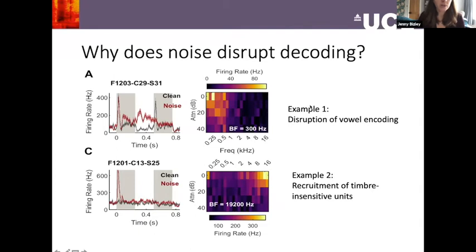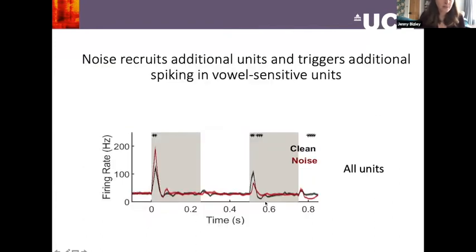One, you disrupt the information that should be available in the subset of units that normally tell you about spectral envelope. But secondly, any population decoder that's looking down on some kind of frequency representation across auditory cortex is going to be strongly disrupted by a population of high frequency neurons that suddenly start firing in this case. So we know that noise recruits these additional units and triggers extra spiking in vowel sensitive units.